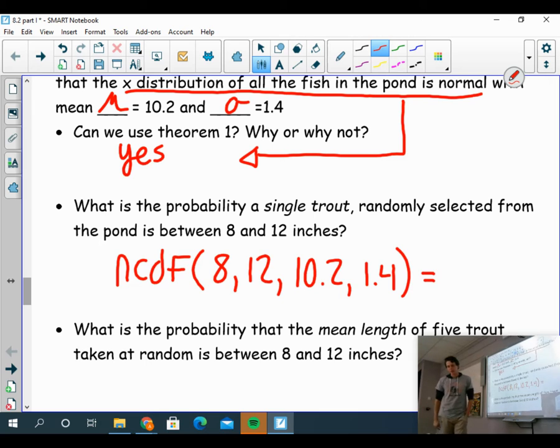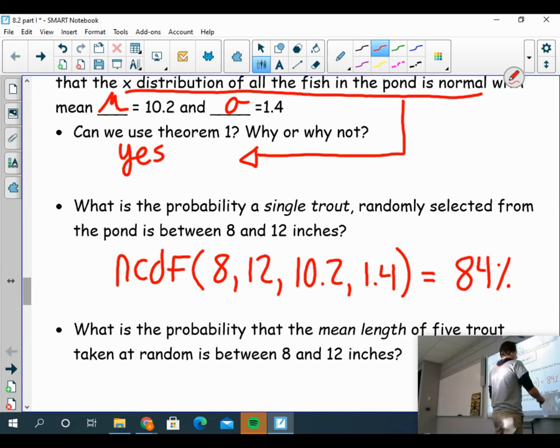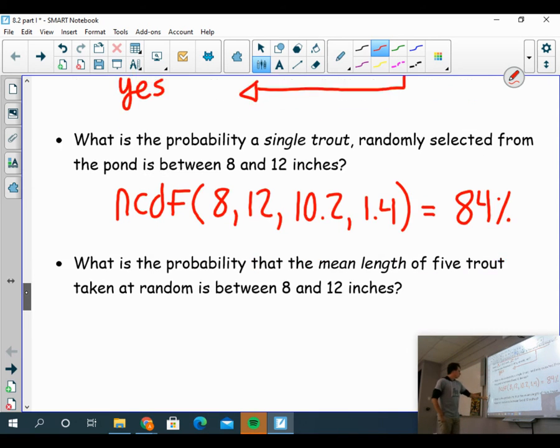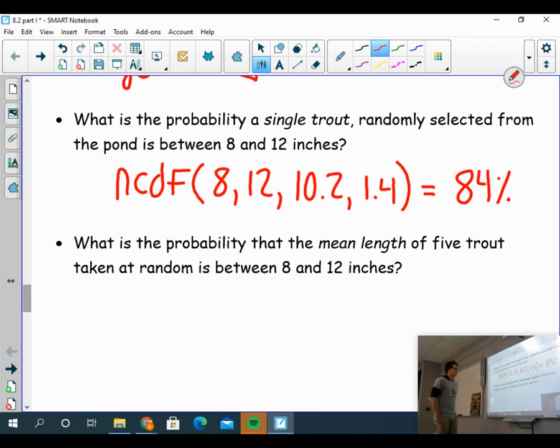When you plug this in the calculator and solve, go ahead and try that if you haven't yet. You should end up with about 84%. Now, despite all the business of the definition, hopefully this part seems pretty simple. You've done this before. But let's look at the second question.